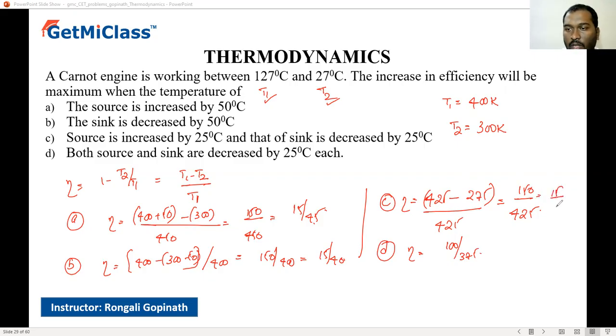This can be written as 15 by 42.5, right? This can be written as 15 by 37.5 into 0.15, right? So it looks like in case of B, this particular fraction is very high when compared to all these three, because numerators are same. So denominator, whichever is lower, that will have the highest efficiency. So from here we can say that option B is the right one, isn't it?